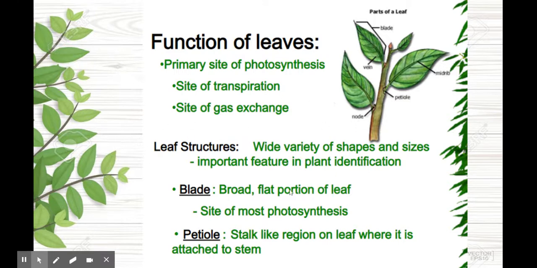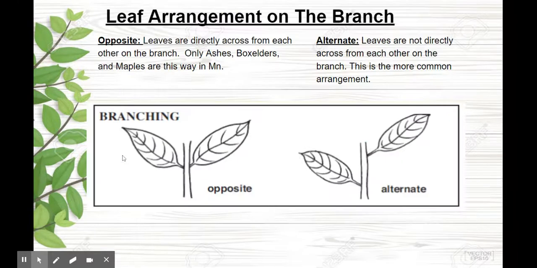There's a lot of different shapes and sizes. There's the blade, the broad portion of the leaf. There's the node, and this will be important later, which is where the leaf is attached to the branch. And so leaves are a pretty important part of the branch.